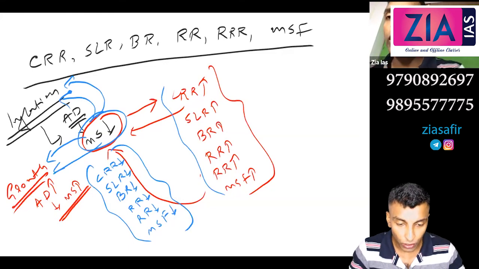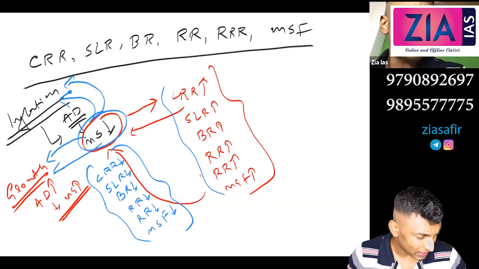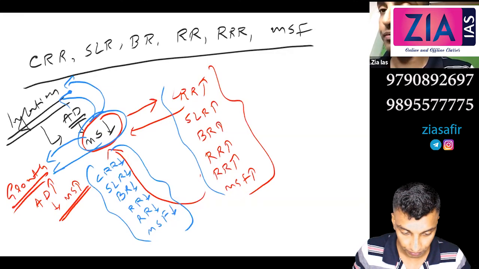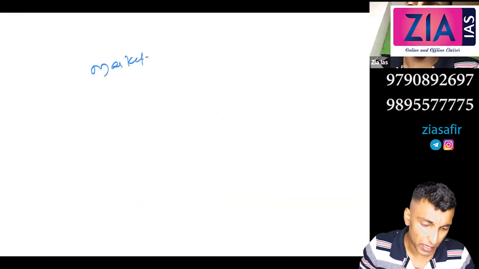So all these quantitative measures are clear. One more is there, that's very simple. You can just write there: market stabilization scheme. Sir, is this the open market operations? Open market operation will come here.